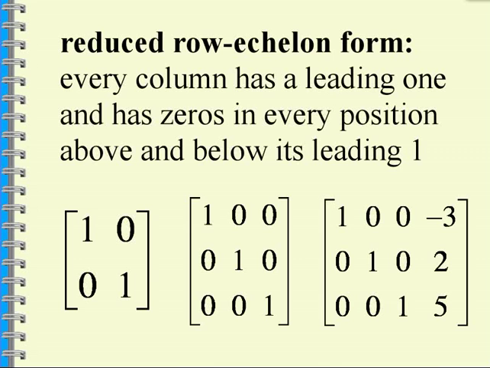So now we're going to talk about, and don't erase anything yet on your calculator, something known as reduced row echelon form. This is pronounced either echelon or echelon depending on who you talk to, but we're going to go with row echelon. In reduced row echelon form, every column has a leading 1 and has zeros in every position above and below its leading 1.